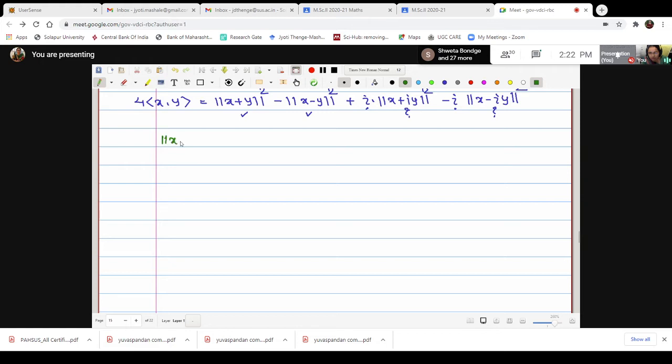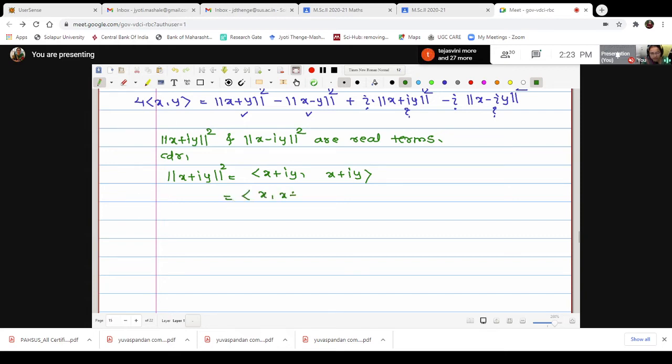Norm square of x plus iy and norm square of x minus iy are real terms. Okay, why? Let us check. Let us prove it for one so that for the remaining we can understand very easily. Therefore, norm square of x plus iy, we know that this is inner product of x plus iy with x plus iy. Okay, let us use the linearity property with respect to the first variable.